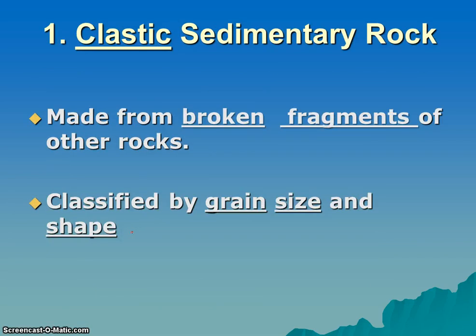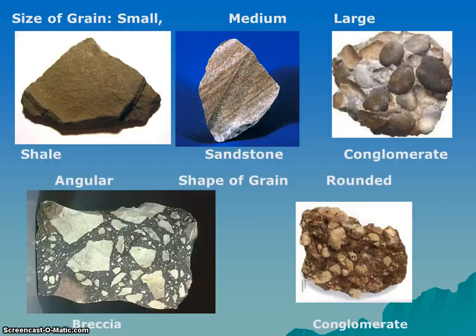Well, the word clastic itself means pieces. And so clastic sedimentary rocks are rocks that are made from broken fragments of other rocks. Now within that, you can imagine rocks are broken in a lot of different ways, a lot of different sizes, a lot of different shapes. So we have to look at the different size and shape of the grain. Remember, grain is the individual pieces that make up the rock.